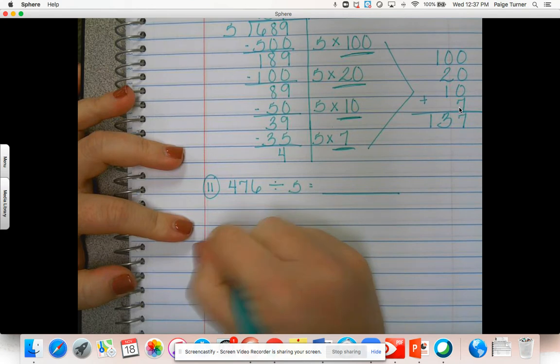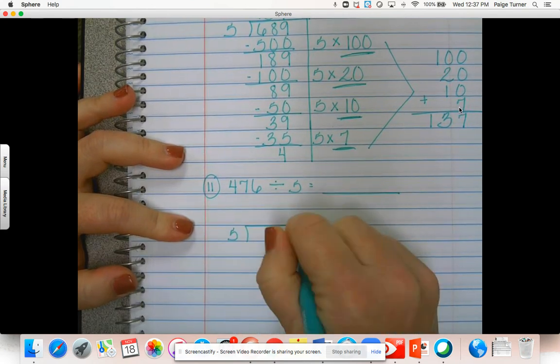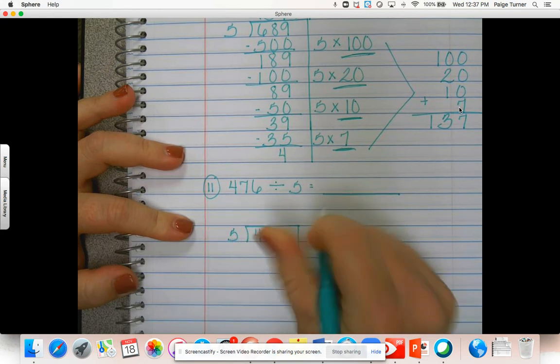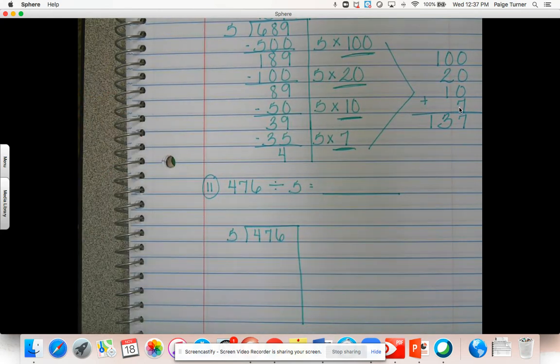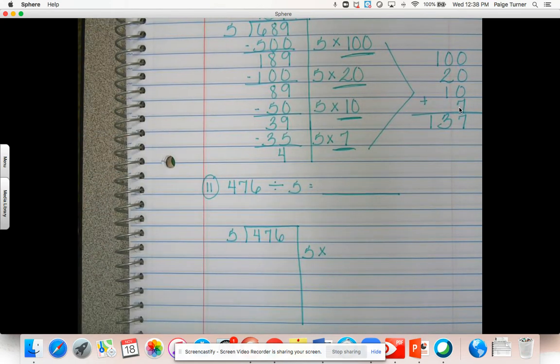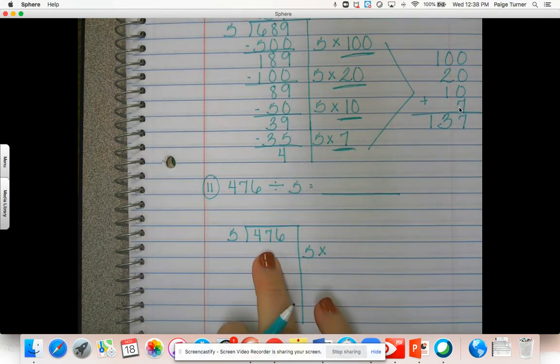So we'll do 5, big 7, 476. Okay, so just like we've been doing, we're going to break down 476 using multiples of 5. So we want to know 5 times what number is going to get us really close to 476. Normally, I would recommend that we do 5 times 100, but it's 500, and that's bigger than 476. So we have to go smaller than 5 times 100.